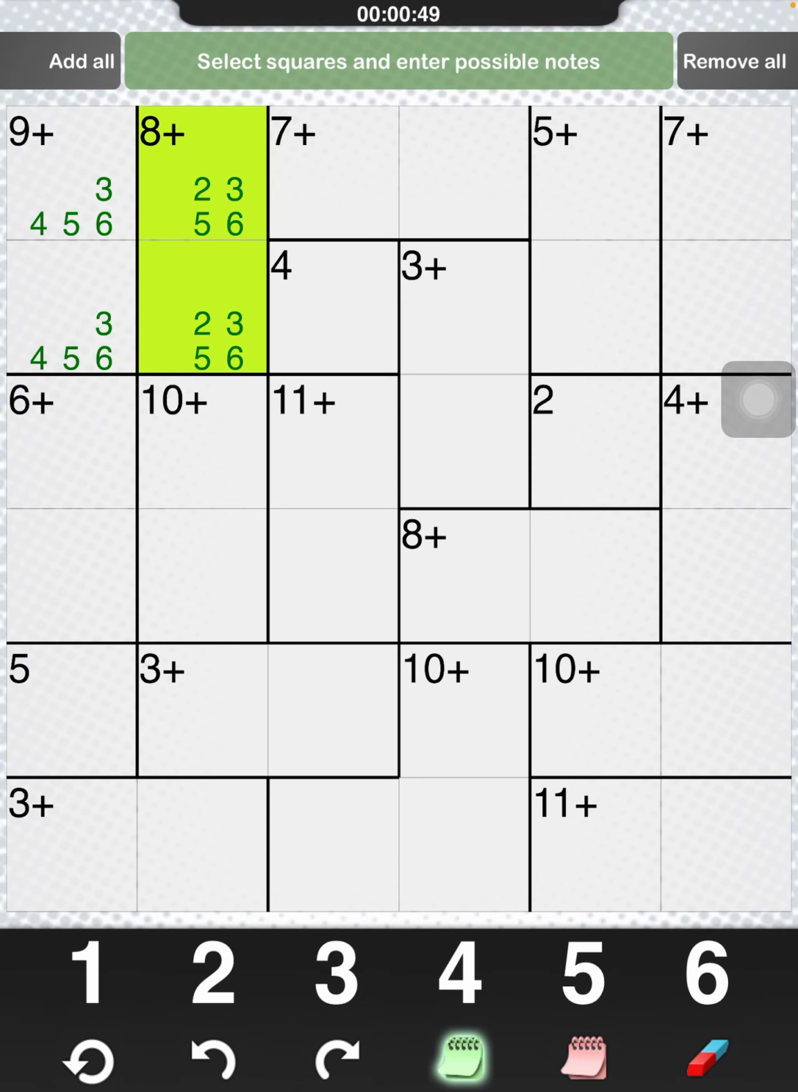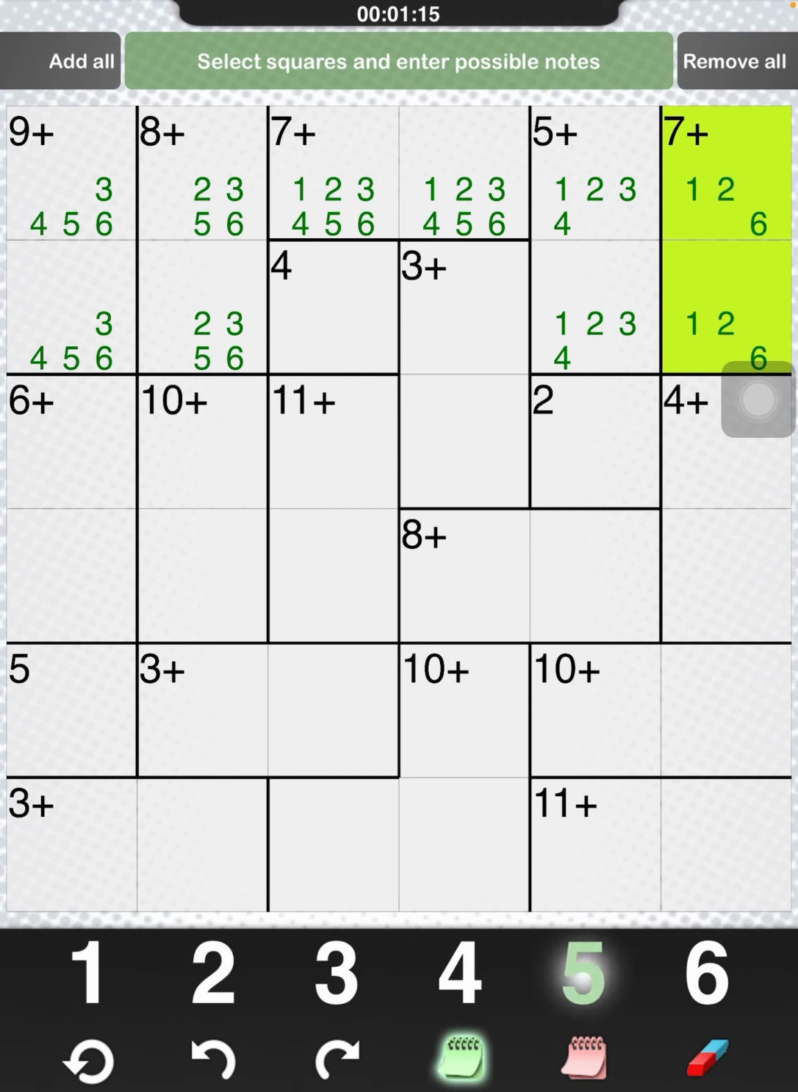Like Sudoku, I cannot repeat, and there's no 1. If I'm going to use 1, I need 7. These two cells here add up to 7: 1 and 6, 2 and 5, 3 and 4. These two cells here add up to 5: 1 and 4, 2 and 3. These two cells add up to 7. That's 1 and 6, 2 and 5, and 3 and 4.